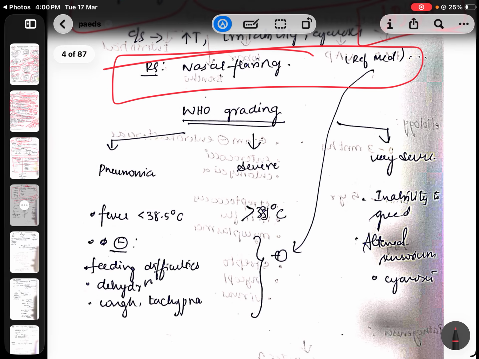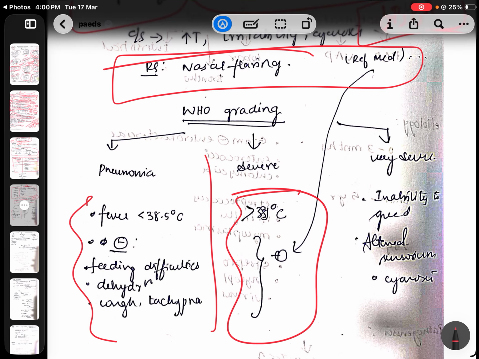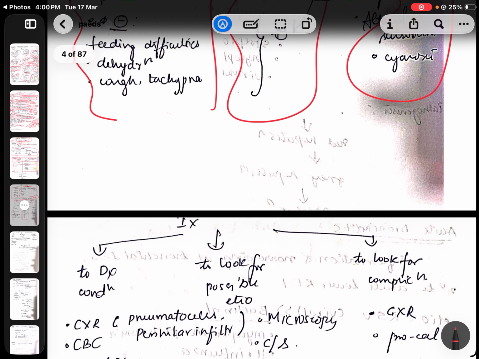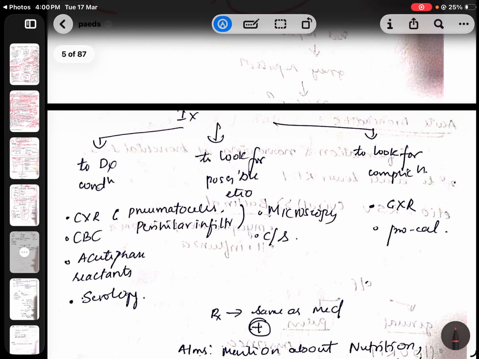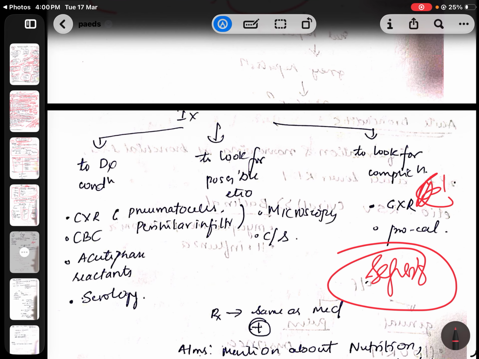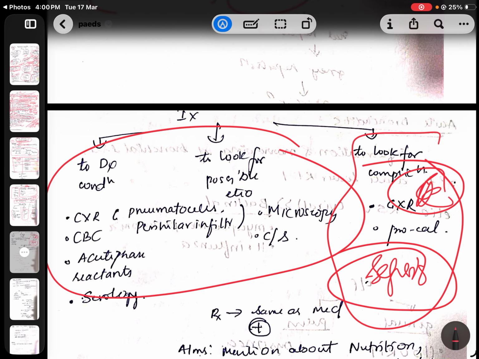Okay, then again, this is the WHO grading saying no pneumonia, severe pneumonia, very severe pneumonia, and these are the classification features on how you go about it. Then again, how do you manage it? Again, investigation, again it's the same thing. So the extra thing which is there, I'm just writing. Again, to look for complications, what is the major complication? Again, sepsis or pleural effusion is something which you need to be aware of. So for that you need to do this. Again, this is the same thing which is there in medicine. You can refer to medicine and you can come about it.